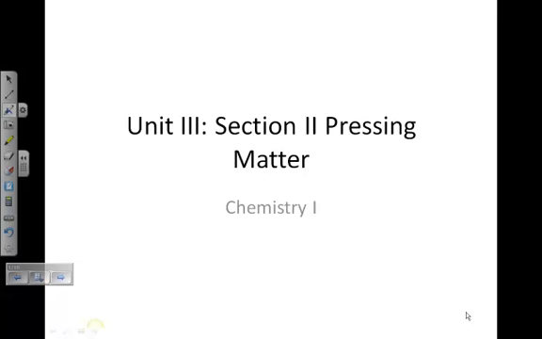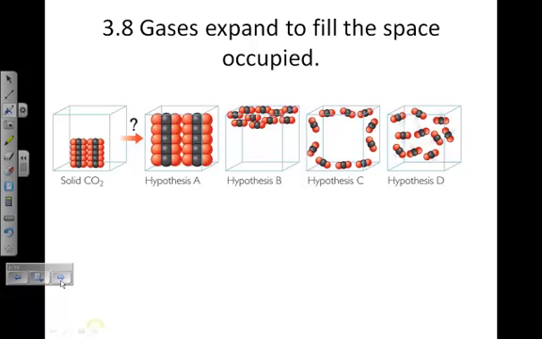We're currently in the gas laws chapter, Unit 3, Section 2, discussing gas pressure. One of the very important things to note is the behavior of gases within a container.